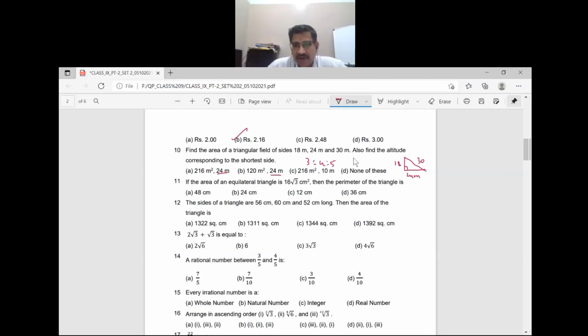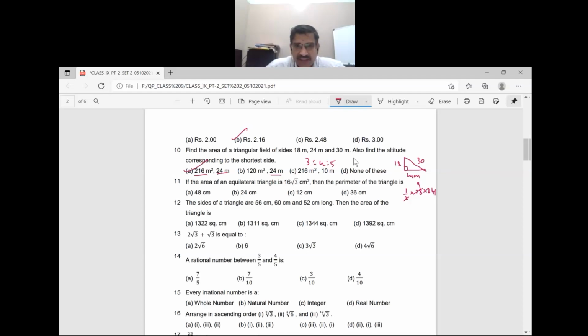And area, if I want to find out, half into 18 into 24. So 18 into 24, half, 2 cancels with 18, so 24 nines are 216. So this is the right answer. A is the right answer.